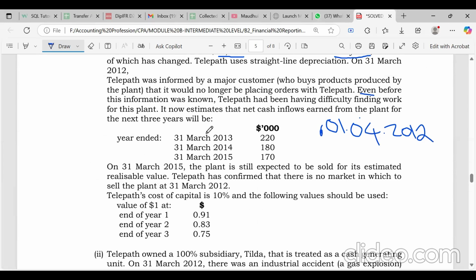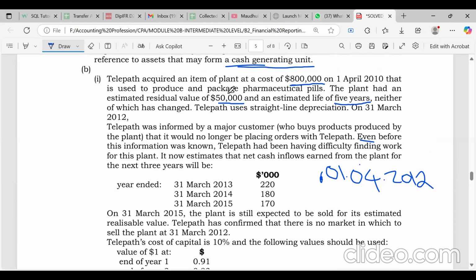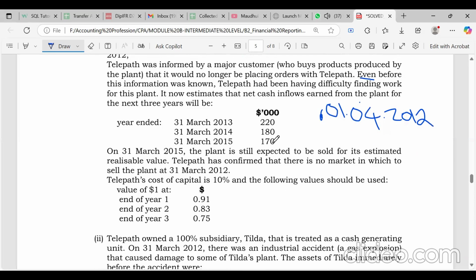So this information on cash flows helps you to get the value in use. I hope you know that now. The first year you get this one, the second year this one, and the third year this one. Then on 31st March 2015, at the end of this, the plant is still expected to be sold with estimated realizable value. We are told it was 50. So we still expect to sell it at 50. With this 20, after this one, it means you have 170.